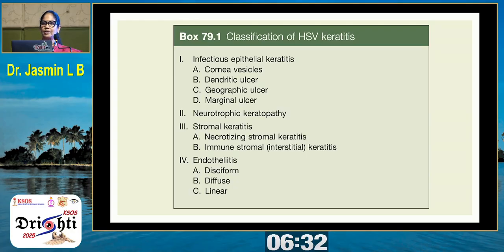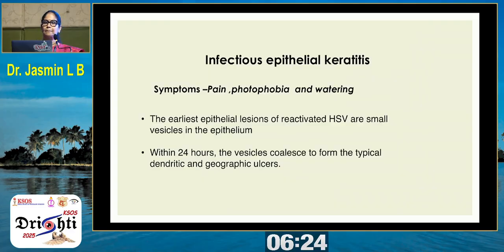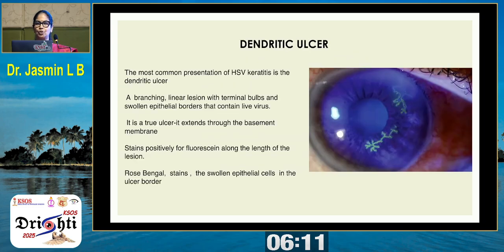This is the classification of recurrent HSV keratitis: infectious epithelial keratitis, neurotropic keratopathy, stromal keratitis, and endotheliitis. Infectious epithelial keratitis usually presents with pain, photophobia, and watering. The earliest lesions present as multiple vesicles. Within 24 hours, the vesicles turn into a typical dendritic or geographic ulcer. This is the typical dendritic ulcer. It is the most common presentation.